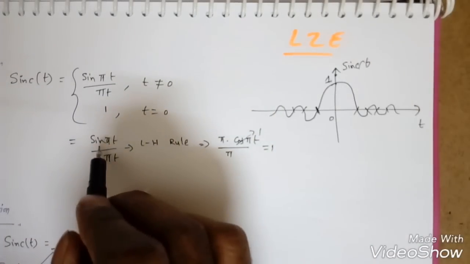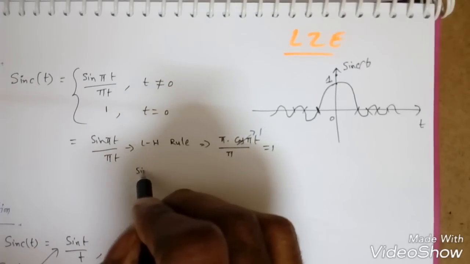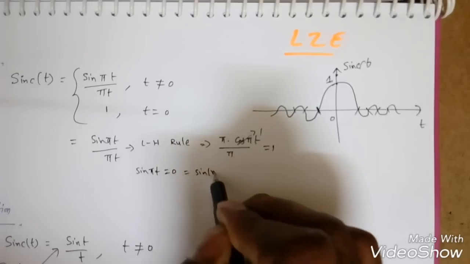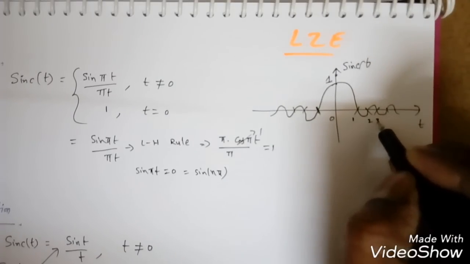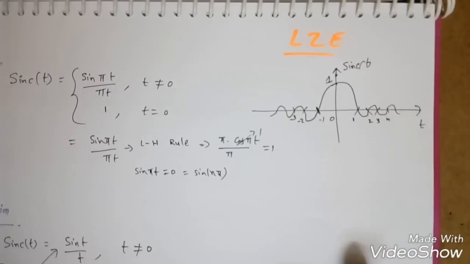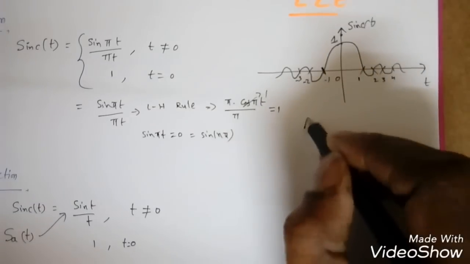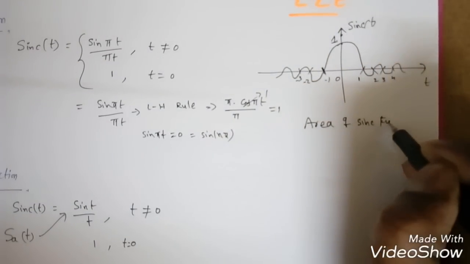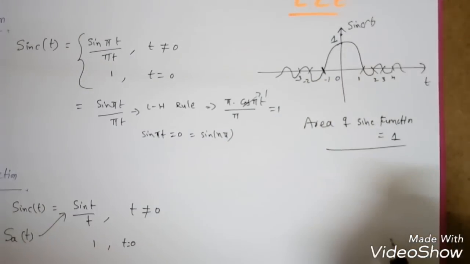It's very simple. Sin pi t is equal to 0, which is equal to sin n pi. That means when t is equal to n different, so that is 1, 2, 3, 4, etc., minus 1, minus 2, minus 3, etc. Right? Suppose if they ask what is the area of the sinc function, the area of the sinc function is 1 directly, right?